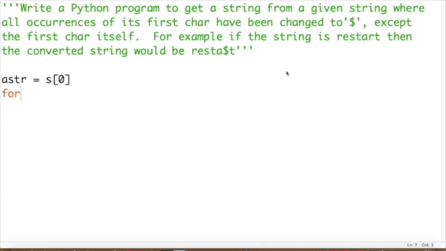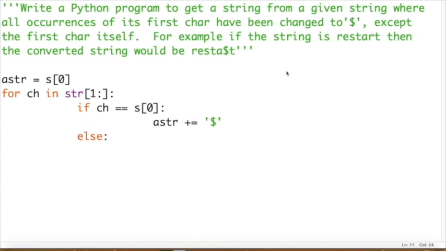Astr is equal to S at 0, which means the first letter. Then of course we have to iterate: for ch in str1[1:]: if ch is equal to S at 0: Astr plus equal to, and here we just give the dollar symbol. Else, otherwise, if it is not matching the first letter, Astr plus equal to the letter itself. The normal letter will be concatenated, ch. And then we have to print Astr, right?